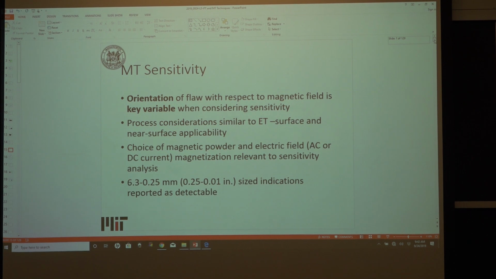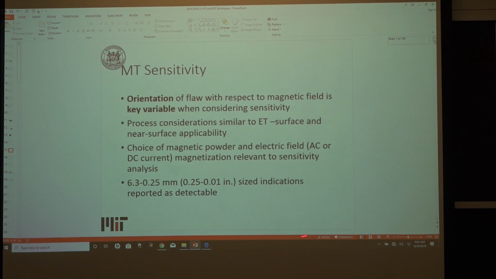The choice of the powder, you can actually choose different magnetic powders, and then whether you use a direct current or alternating current with respect to electric fields and magnetic fields also makes a difference, depending on the industry, whether it's aviation, naval, or bridges and construction infrastructure.